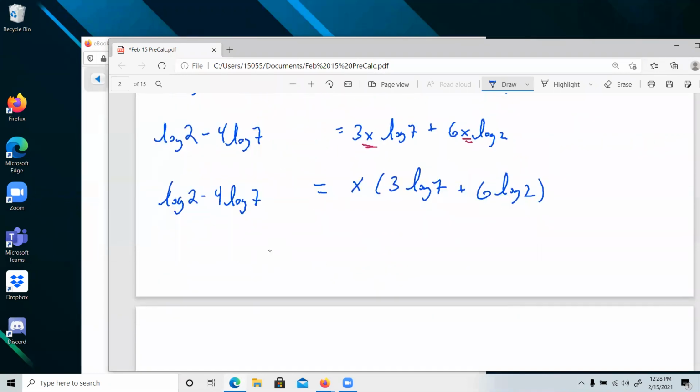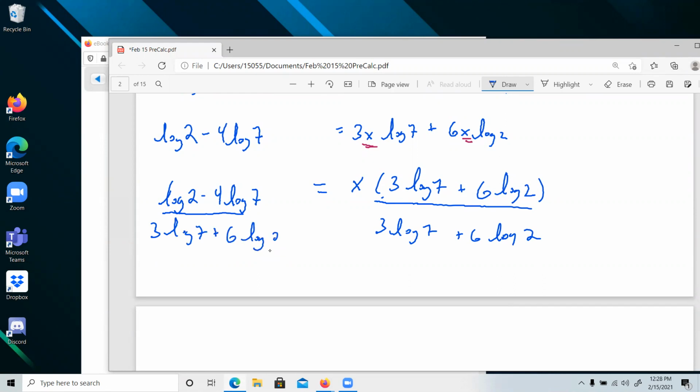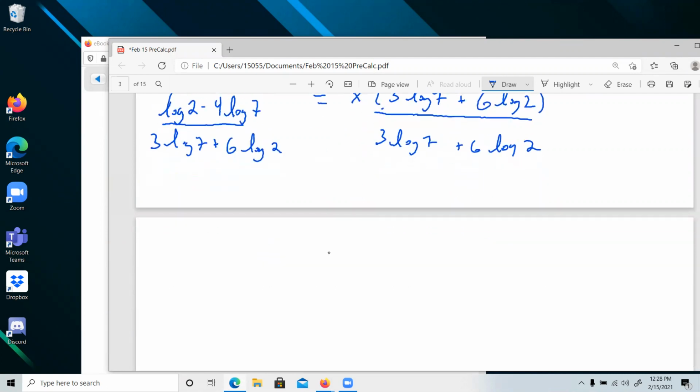Now we're going to divide both sides by 3 log 7 plus 6 log 2. And when we're done, I'm going to turn it around and put the x side on the left, so we have x is equal to log 2 minus 4 log 7, divided by 3 log 7 plus 6 log 2.